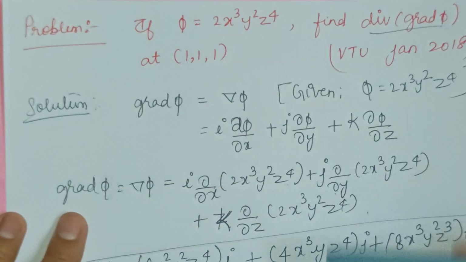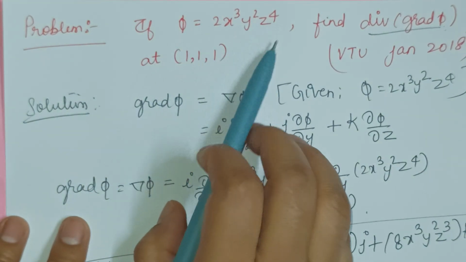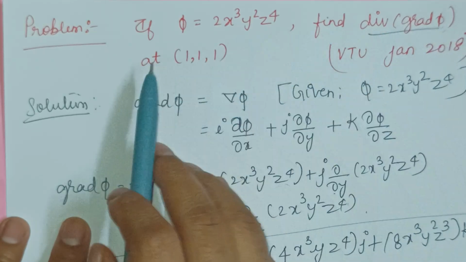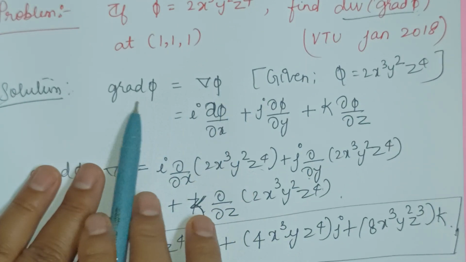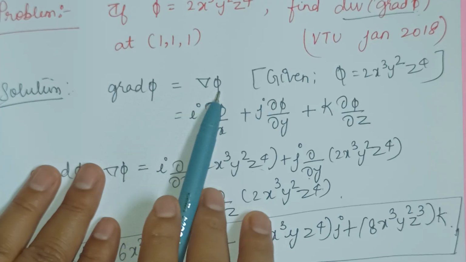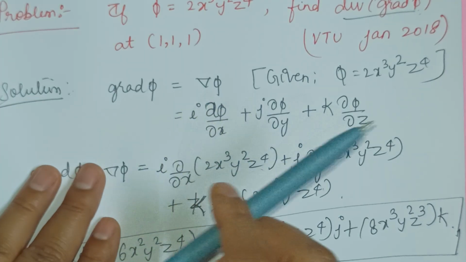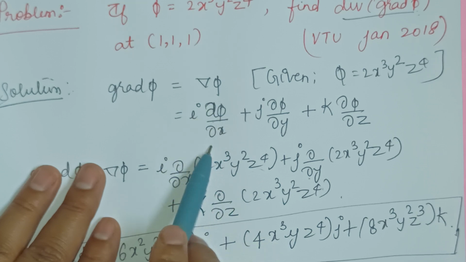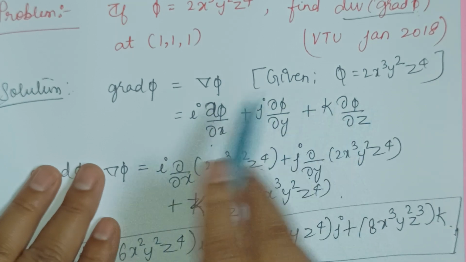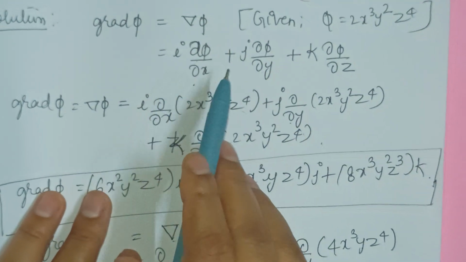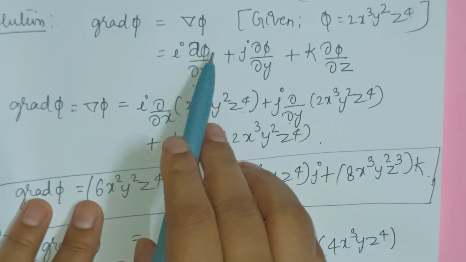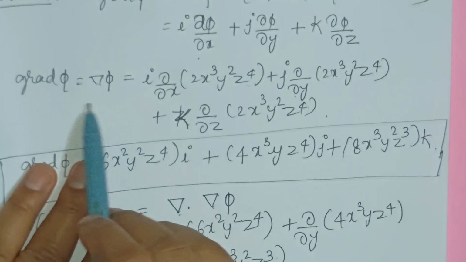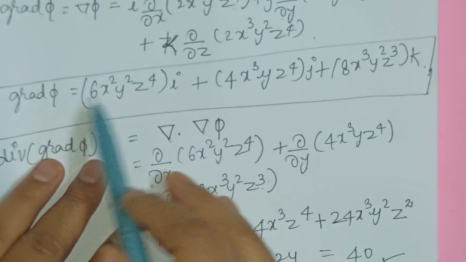The question was given as: if phi is equal to 2x cube y square z to the power 4, find the divergence of grad phi at this point. So this was given in the VTU January 2018 paper as well. So grad phi can be written as del phi, where del is partial differentiation with respect to x, y, z with the respective unit vectors i, j and k. Now we have del phi, so multiply phi inside and partially differentiate phi with respect to x, y, z. After differentiating that, we get the grad phi.